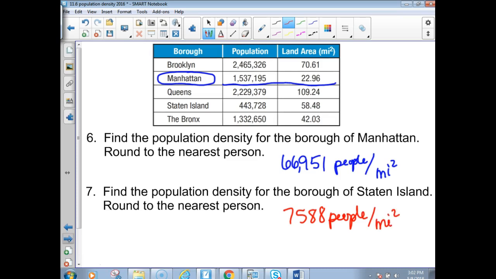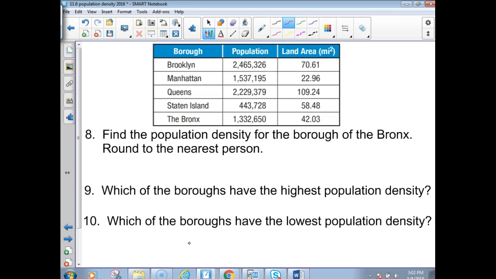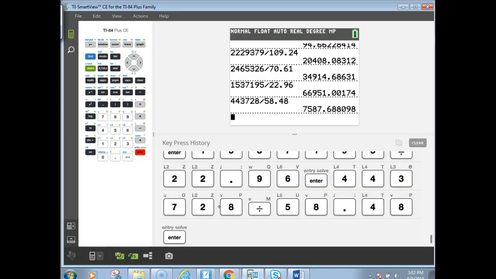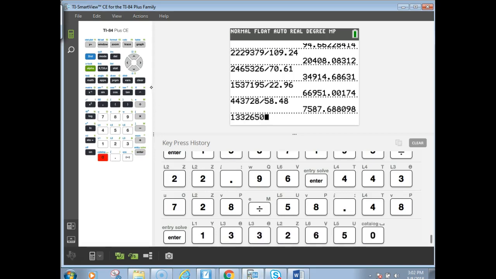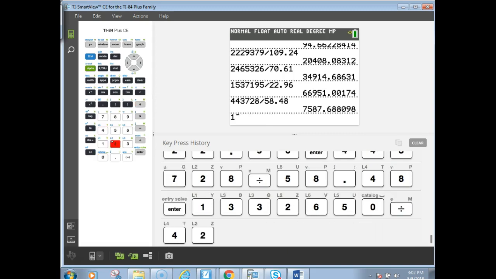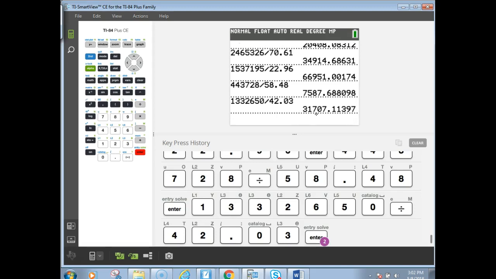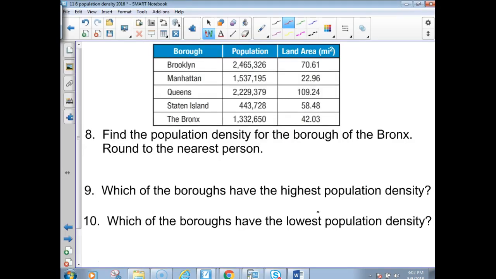All right, and finally, the last one, we're doing the Bronx. Excuse me. Only 42.03 square miles, where they got their land down to the hundreds square mile. Pretty important. 31,707 people per square mile. Can't write.